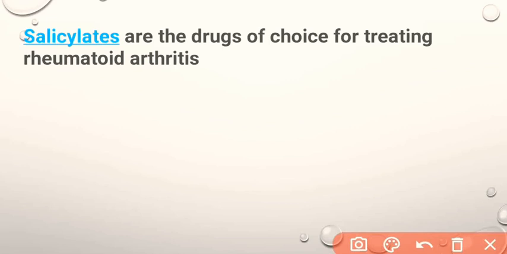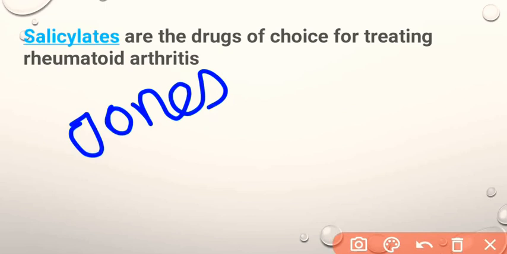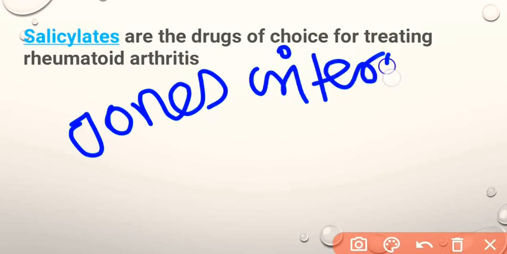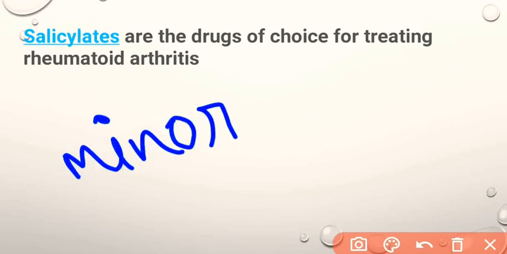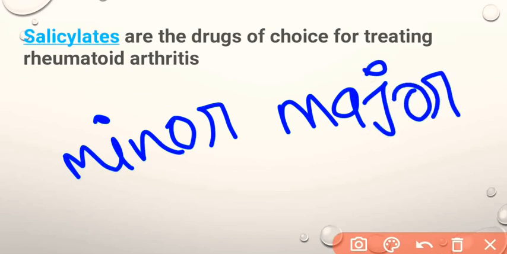Another topic from this is the Jones criteria for diagnosis of rheumatic fever. It includes minor and major criteria. Minor criteria include symptoms like fever, increased ESR, increased CRP, then arthralgia. The major criteria include carditis, polyarthritis, chorea, erythema marginatum and subcutaneous nodule. And we have to check for elevated anti-streptolysin O titer. So this is the diagnostic criteria for rheumatic fever.